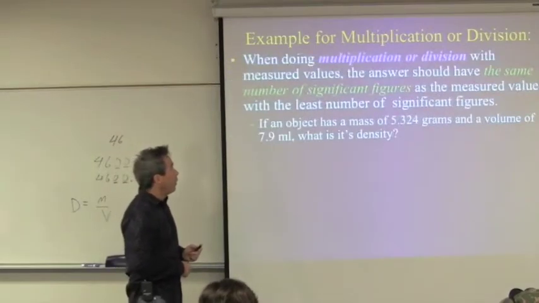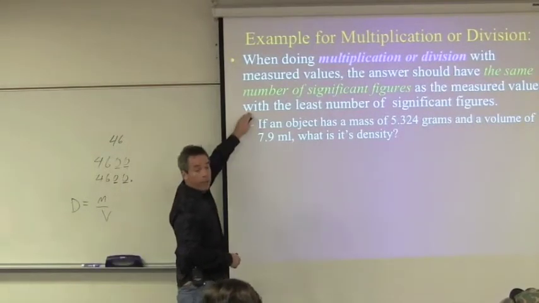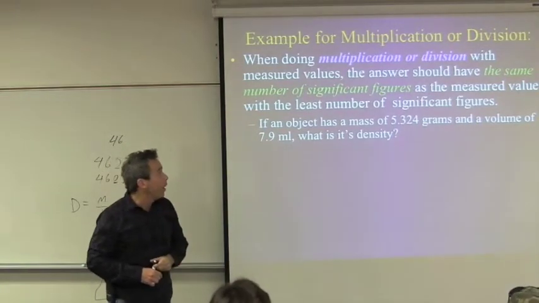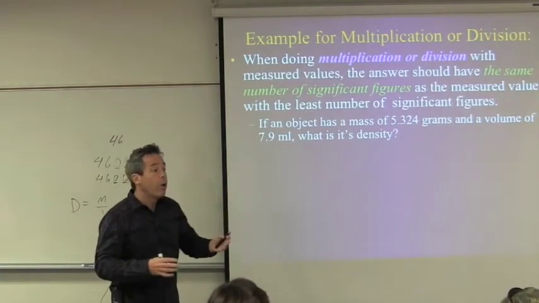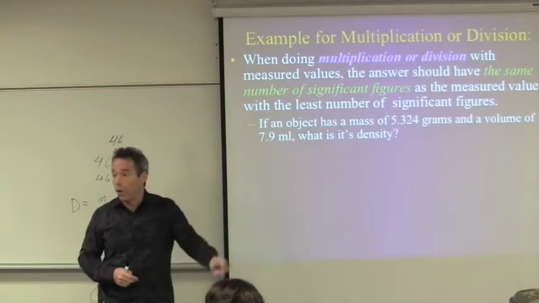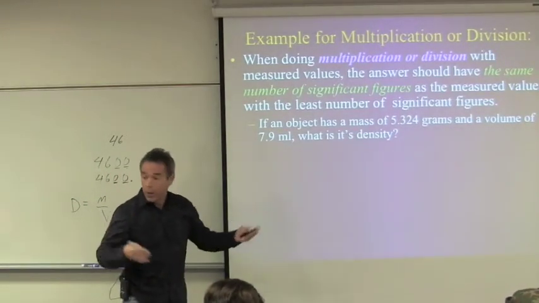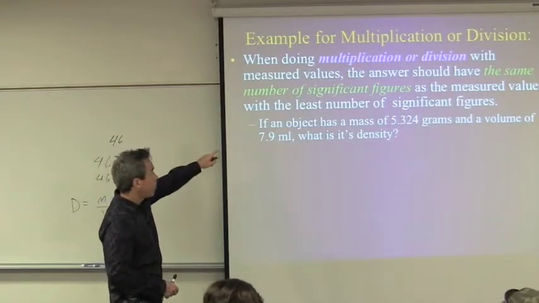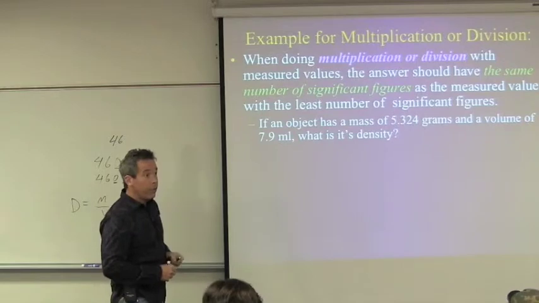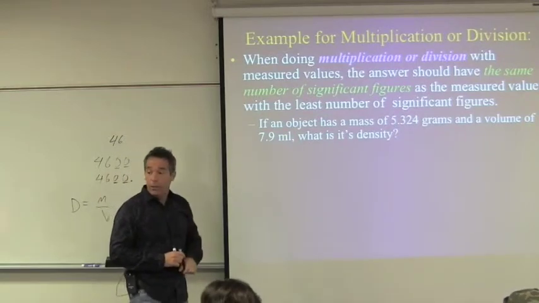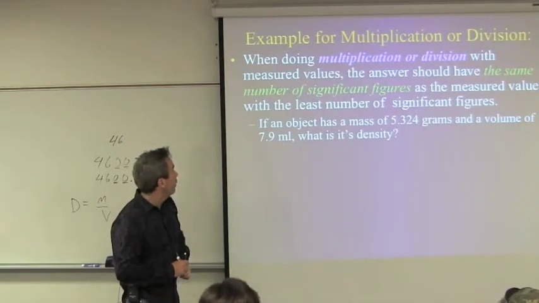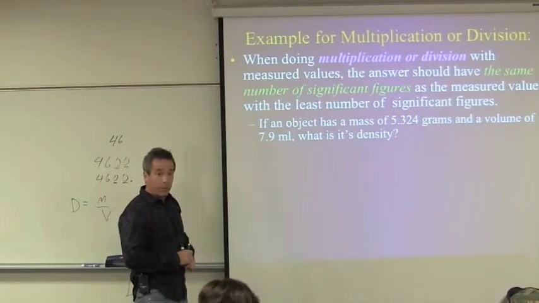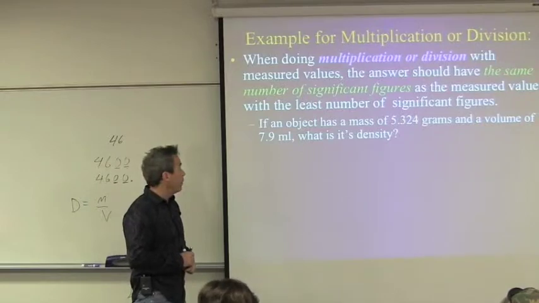Let's do an example. Up top here, I just rewrote that rule. When doing multiplication or division with measured values, and we'll assume we're always doing this with measured values on the homework and worksheets, assume all the numbers you get are measured values, and of course they will be in the lab also. When doing multiplication or division with measured values, the answer should have the same number of significant figures as the measured value with the least number of significant figures. So let's apply that and see if it makes sense.